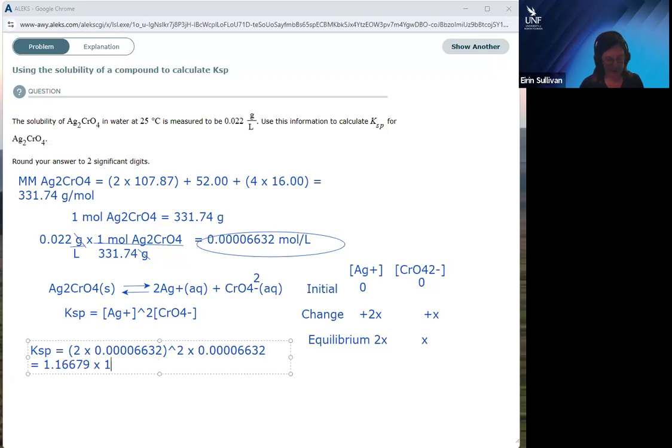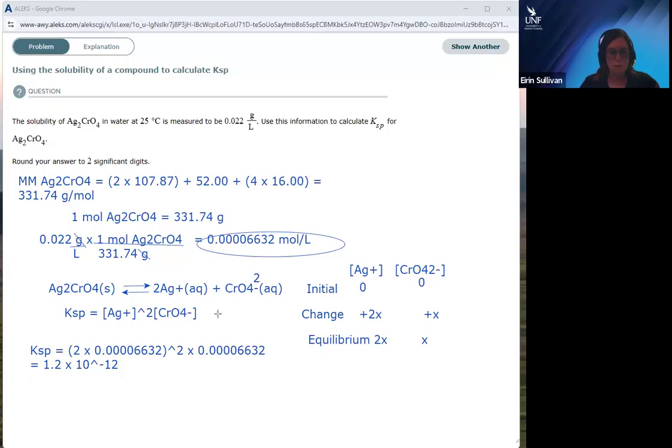So my KSP is going to come out to be 1.16679 times 10 to the power of minus 12. Tiny. We're asked for 2 significant digits. So let's look at the next one after the 1.1, that is over 5, so that will round to 1.2 times 10 to the minus 12 to 2 sig figs, okay? So you've got to watch the stoichiometry in two places, okay?